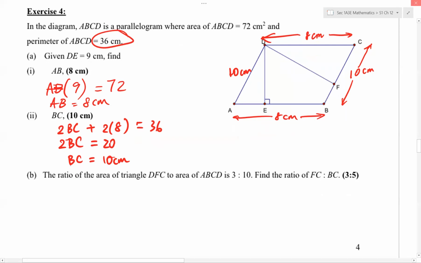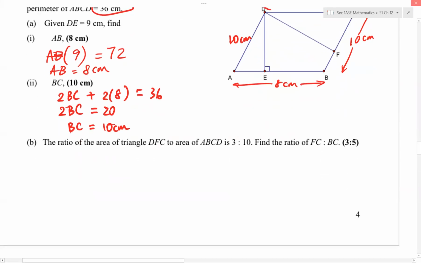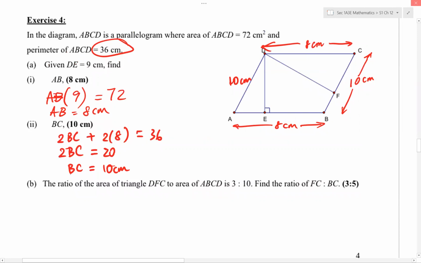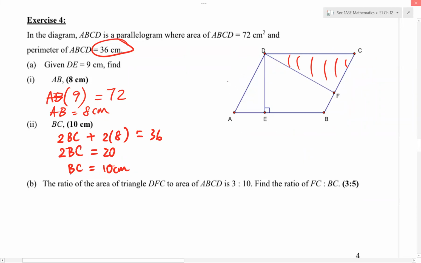Okay, next one. Area of triangle DFC. Where is DFC? DFC, this area. The ratio of its area to area ABCD, to the entire parallelogram, is 3:10. Can you visualize what's happening? And then find the ratio of FC to BC. So this distance versus this distance.